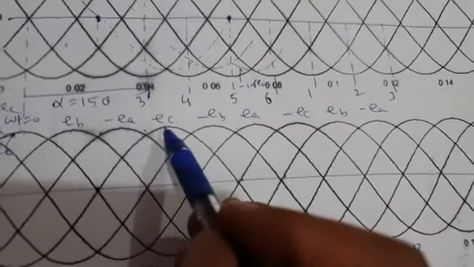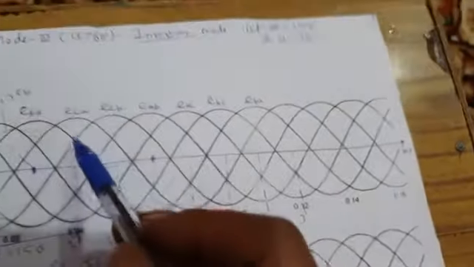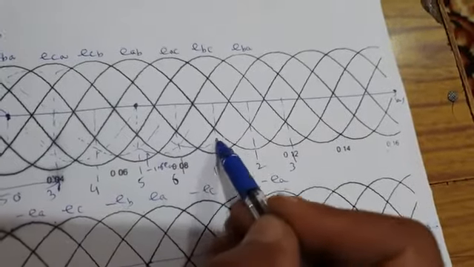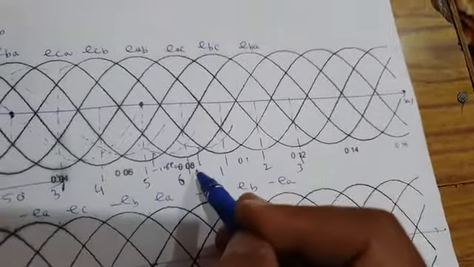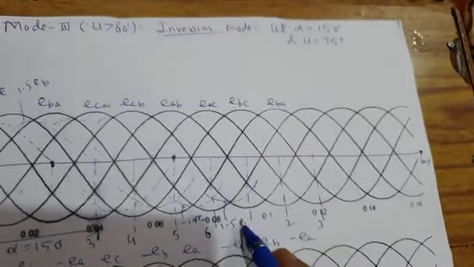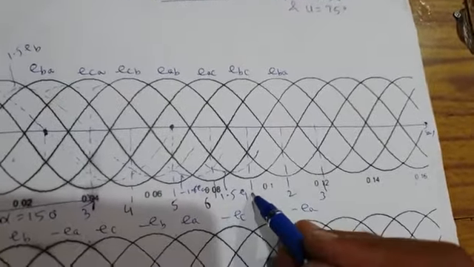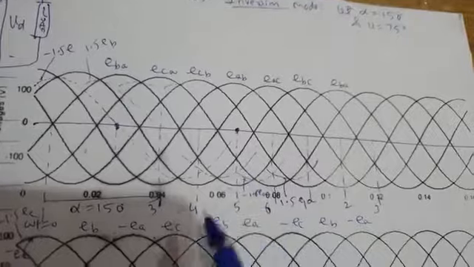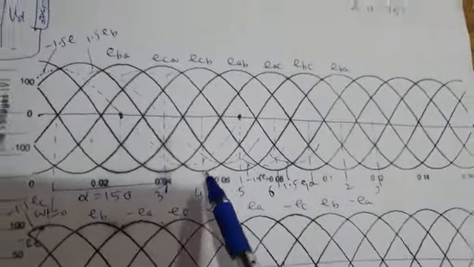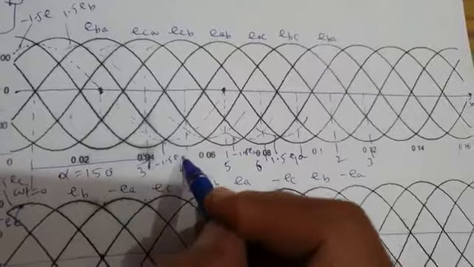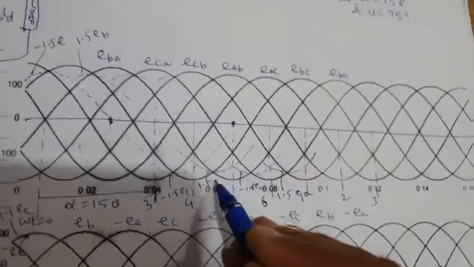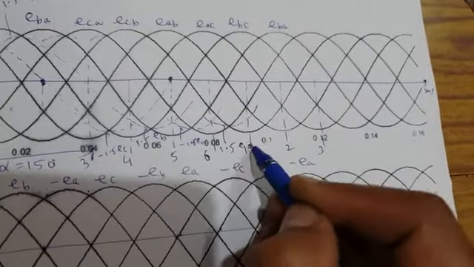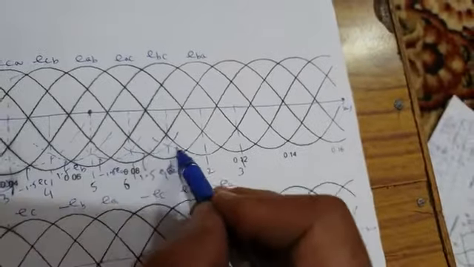What is my next? Next is EC, 1.5 EC. It will have a positive half cycle here, and when you draw its complete negative half cycle, it will pass through this. So this is 1.5 EA, sorry, 1.5 EA. This is minus 1.5 EC. Okay, next is minus 1.5 EC. Next is 1.5 EB. Next is minus 1.5 EA. Next is plus 1.5 EC. Okay, so you can continue like this.